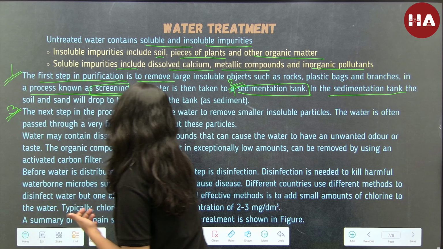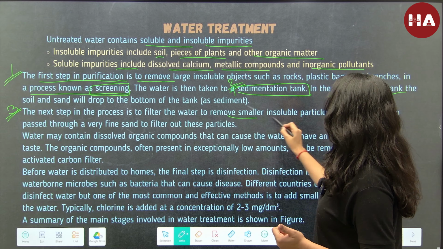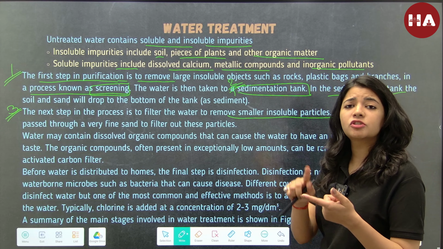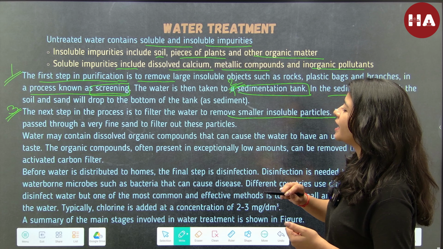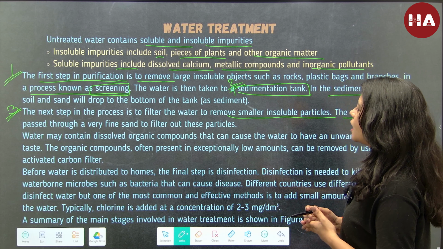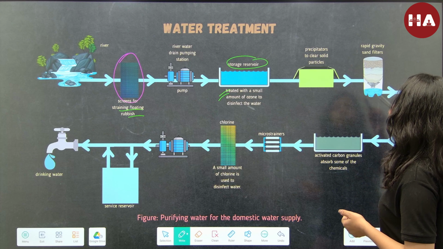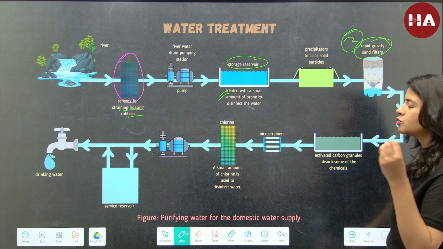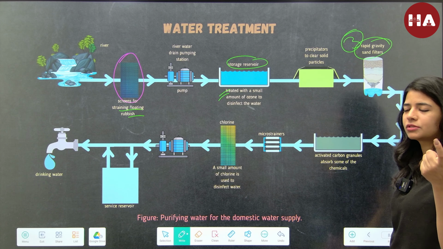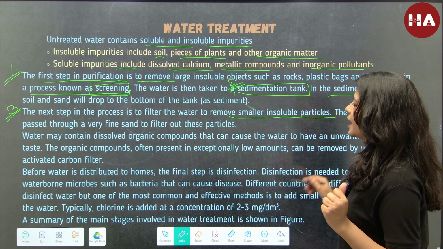The next step is to filter the water to remove smaller insoluble particles such as soil or sand. The water is often passed through very fine sand to filter out these particles. This is your third step, the rapid gravity sand filters. Here the small insoluble particles like soil or sand are removed. Okay, next what happens?